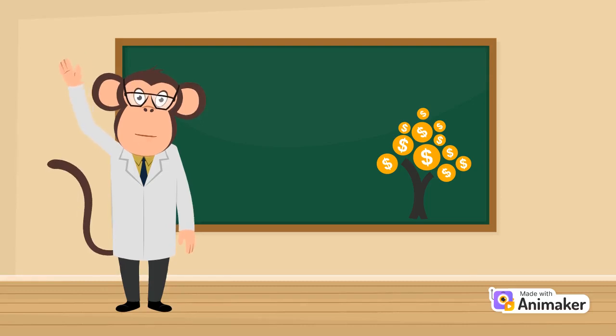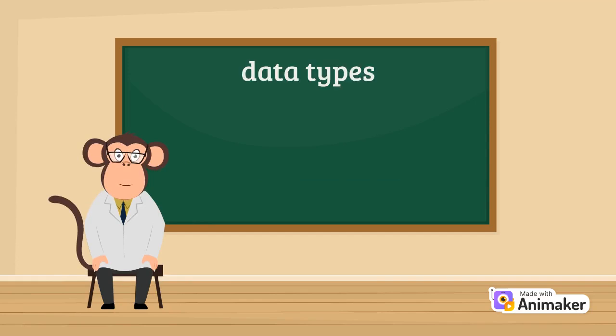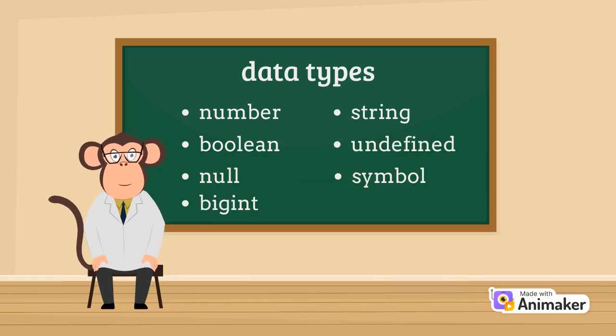In this tutorial you will learn all you need to know about JavaScript variables. So, let's begin. JavaScript provides 8 different data types, which are number, string, boolean, undefined, null, symbol, bigint, and object.